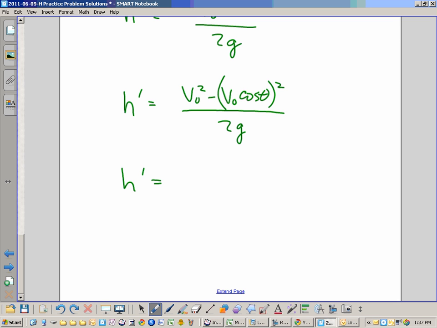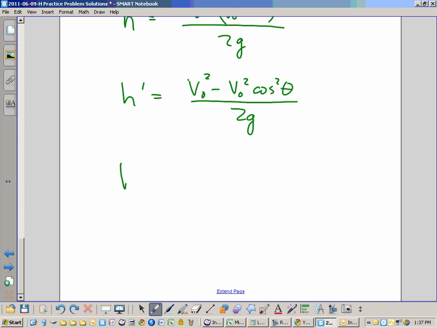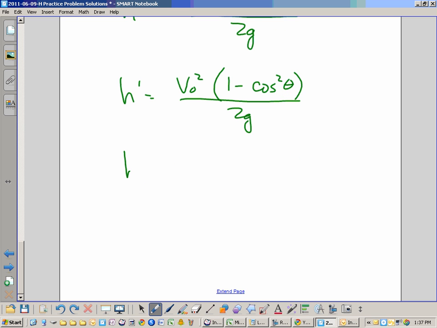So let's simplify here. We got h prime is equal to v0 squared minus v0 squared cosine squared theta, over 2g. And from there we get h prime is equal to v0 squared times 1 minus cosine squared theta, over 2g. How's that for fun? H prime is equal to v naught squared sine squared theta over 2g.